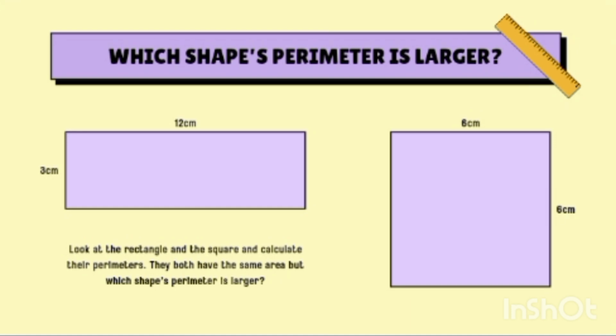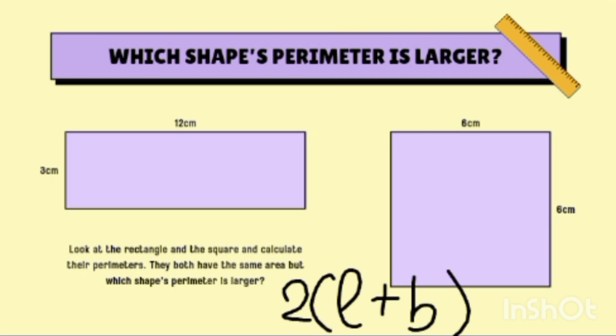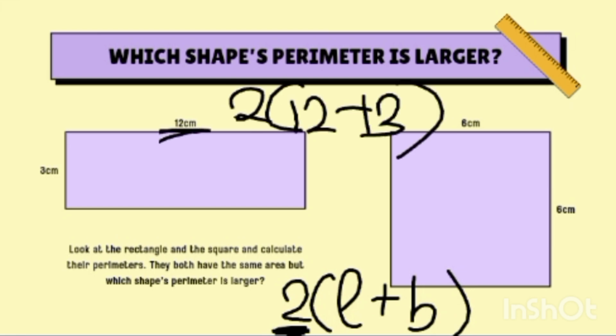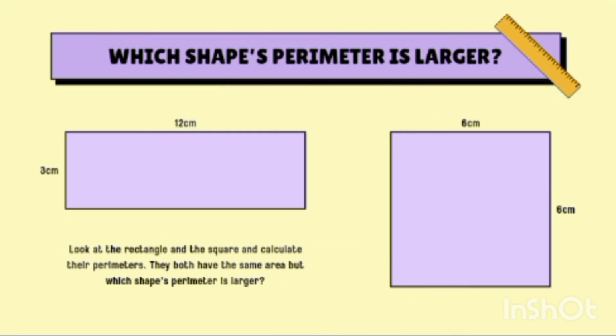For this, the formula of the perimeter was 2 into length plus breadth. So over here we have 2 into, we have length of 12 plus 3. When we add 12 plus 3, we will get 15. And when we multiply 15 with 2, we will get 30. So we are going to write here 30.